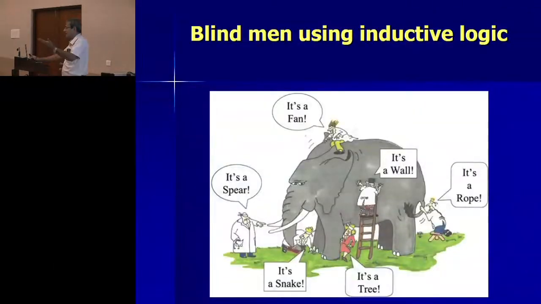So this is the story that all of you know, the blind men using inductive logic and coming to a conclusion, and each one is coming to a different one. So really, this observation, this is a problem when we don't know the absolute.